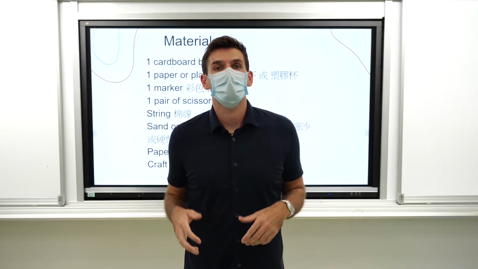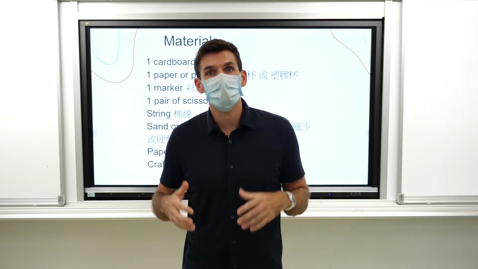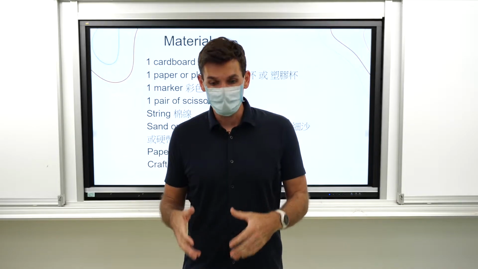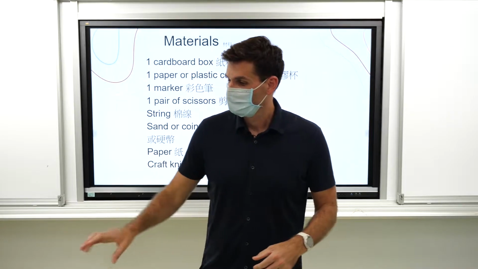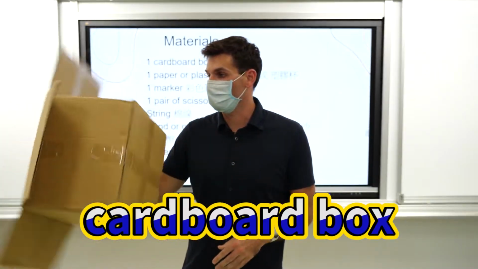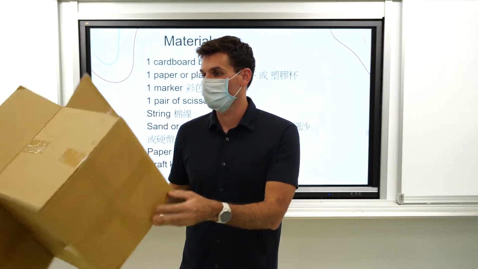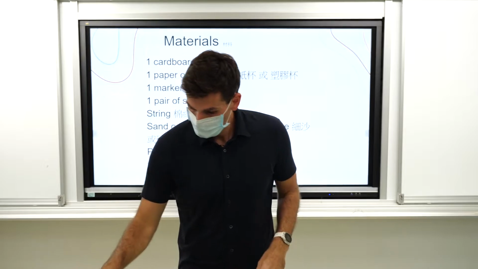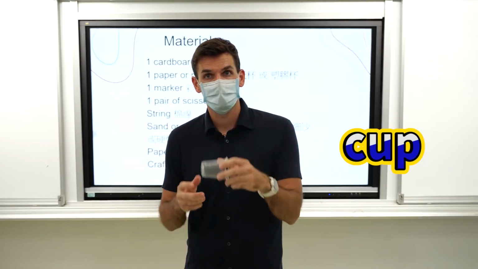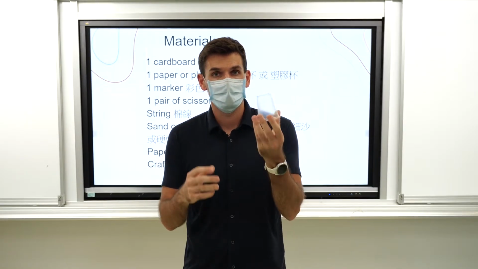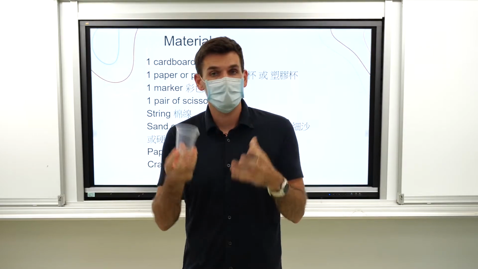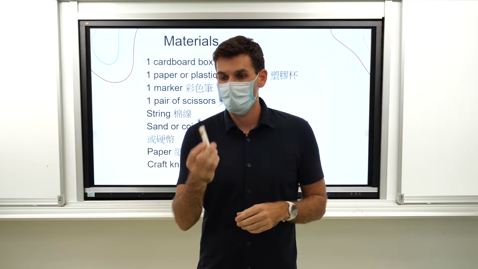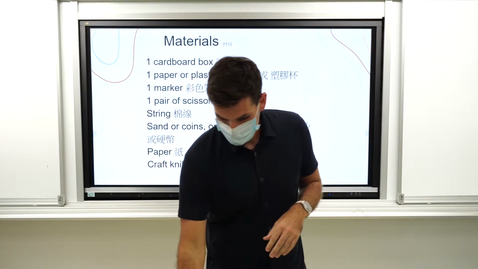So today, I'm going to show you how to make a seismograph at home. Okay, but first, we need a few materials. 1, cardboard box. Any box is okay. Small, big, what you have at home. 2, a cup. Plastic cup, paper cup, anything is okay. Number 3, a marker. Okay, a marker, any color, all okay.